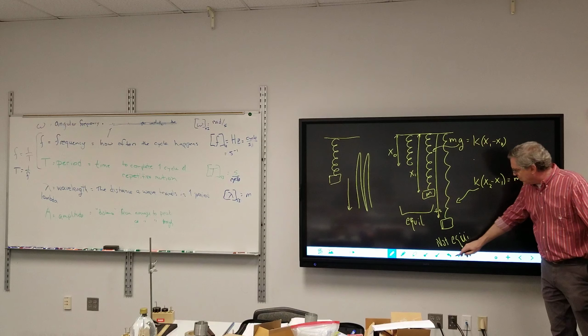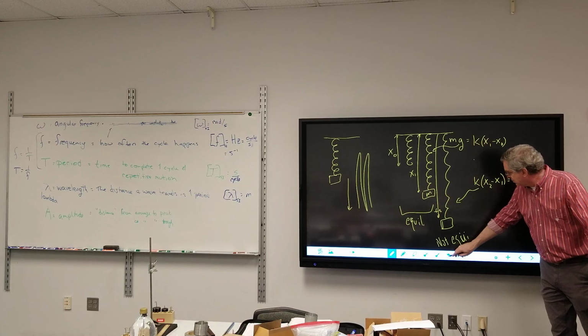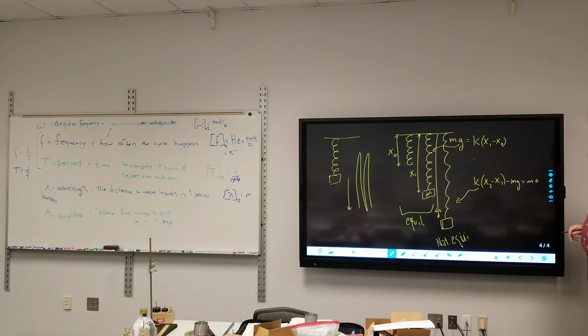Nope, that is wrong. Minus mg equals ma. I want to make sure I'm not going to screw up the minus sign here. So x2 is just a distance. If x0, x1, and x2 are distances, then this should work out, because that's a positive number. Okay, I'm good with it.